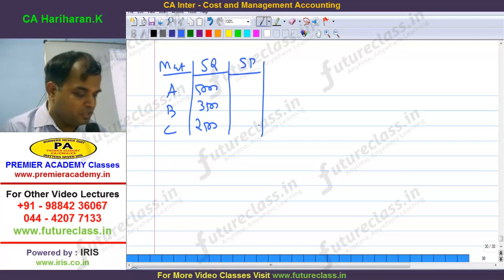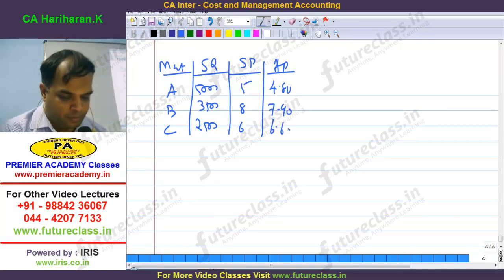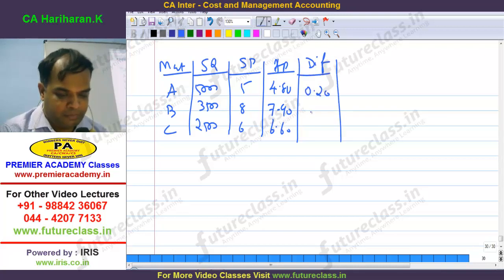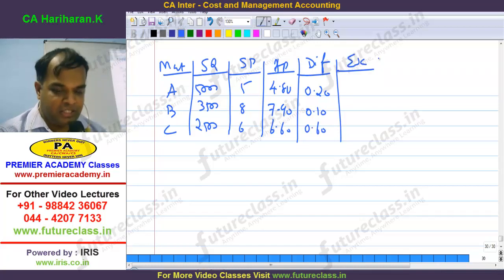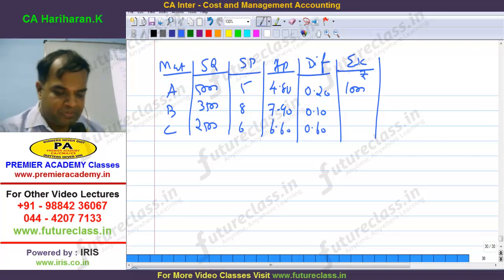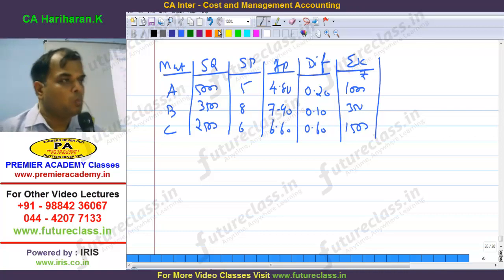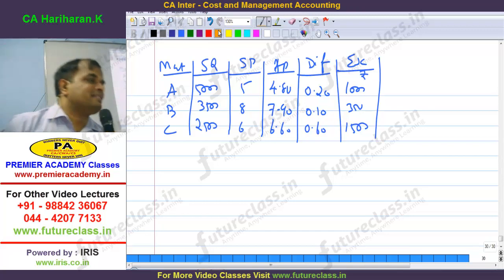Standard price: 5,800. Actual price: 4.8, 7.9. Therefore, the difference in price is 20 paise, 10 paise, 60 paise. Escalation is equal to 5,000 into 0.20, which is 1,000 rupees, 350 and 1,500, up to the changeover. Now, who is preparing the escalation claim account?